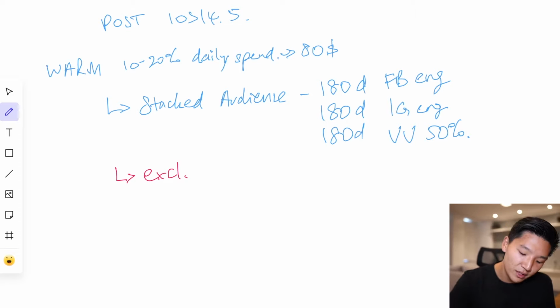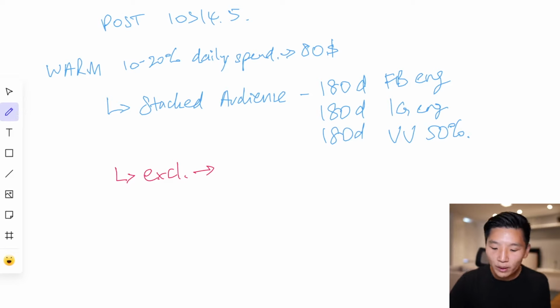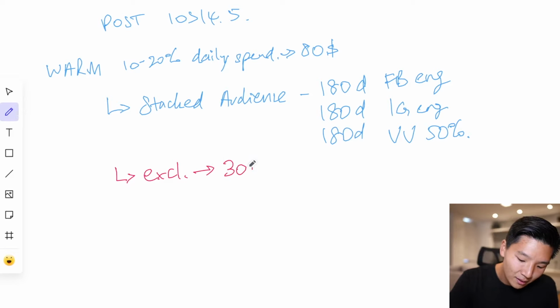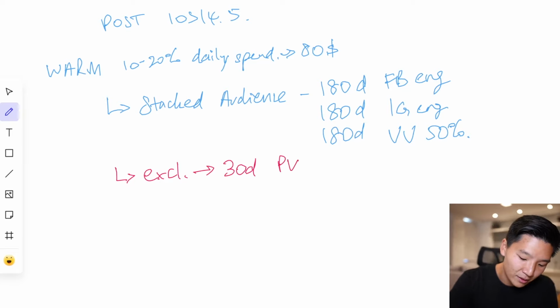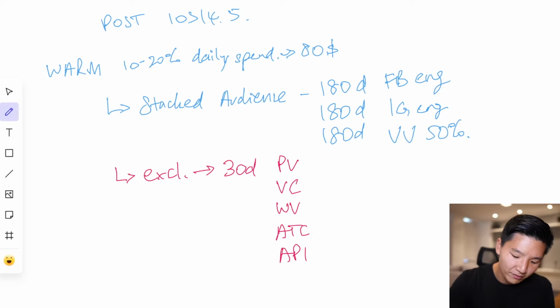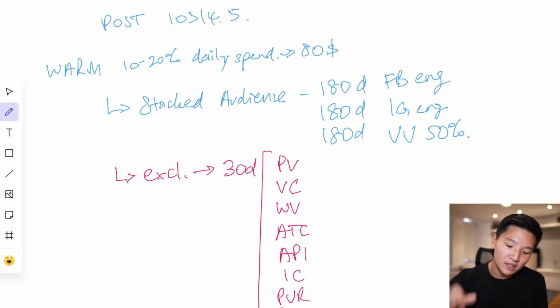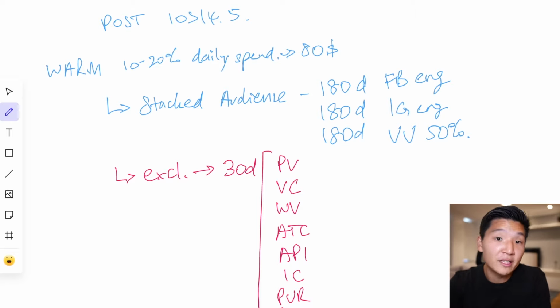All right, so for the exclusions here, the baseline for us was 30 days. We set it at 14 before and it just didn't work. So we increased that time frame to 30 days. So these are the audiences, right? So page view, view content, website visitors, add to cart, add payment information, initiate checkout, and also purchases. So these are our exclusions, our audiences for a 30-day period.